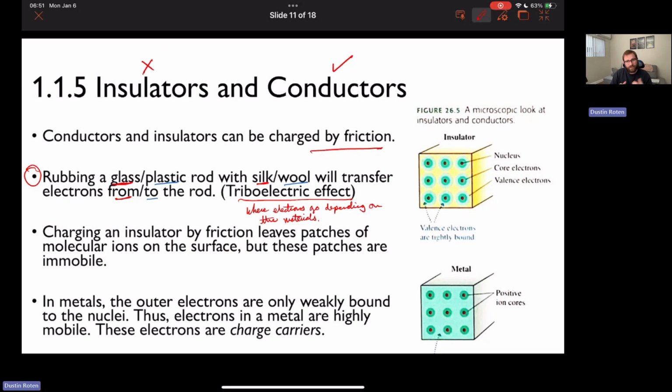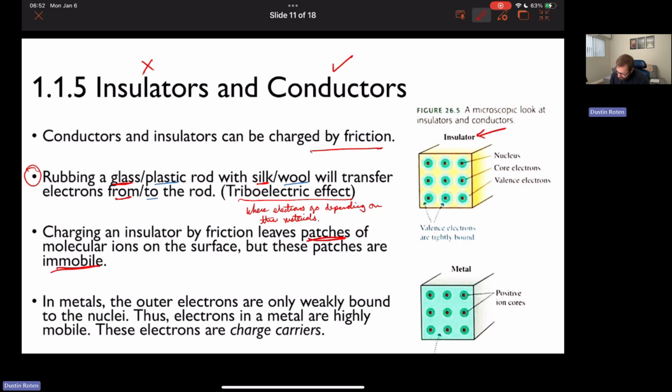So when we charge an insulator by friction, essentially what happens is we leave patches of molecular ions on the surface, but these patches are immobile. The important thing here is patches, because it's sort of blotchy charge, and then the ions on the surface are immobile. They don't move around.